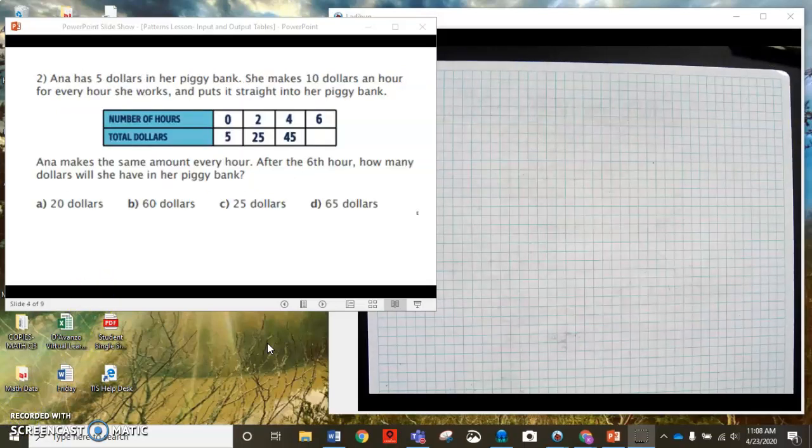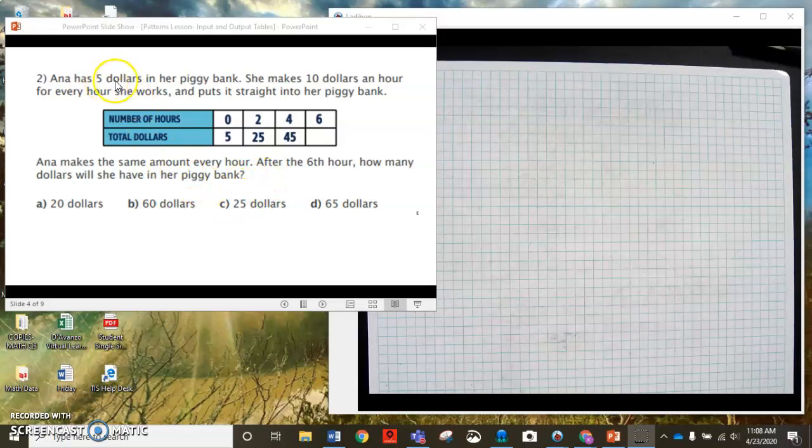For our next problem, it says Anna has $5 in her piggy bank. She makes $10 an hour for every hour she works and puts it straight into her piggy bank. So along the top, we see the number of hours she has worked, and then the total dollars is in the second row. So Anna makes the same amount every hour. After the 6th hour, how many dollars will she have in her piggy bank?